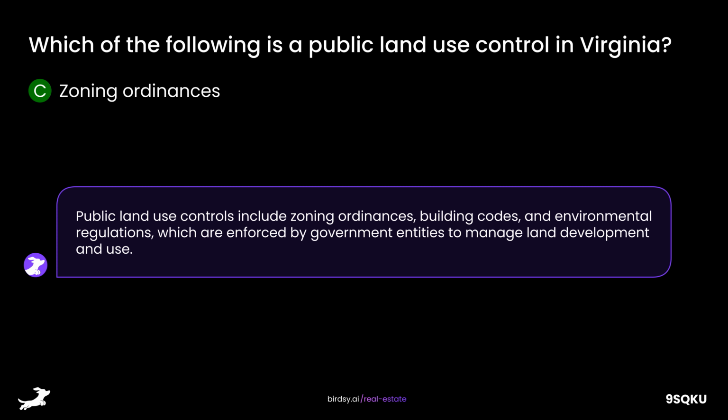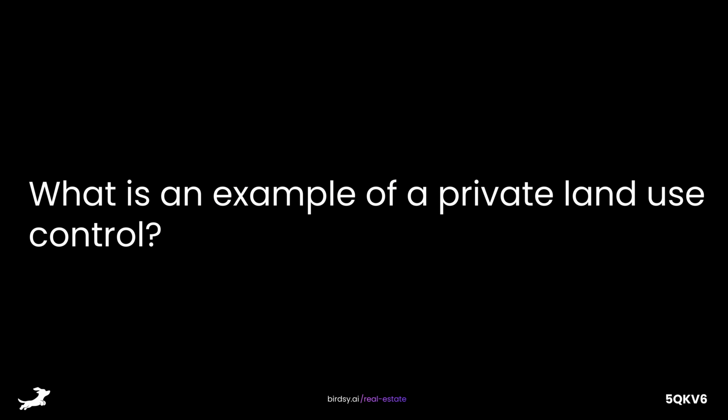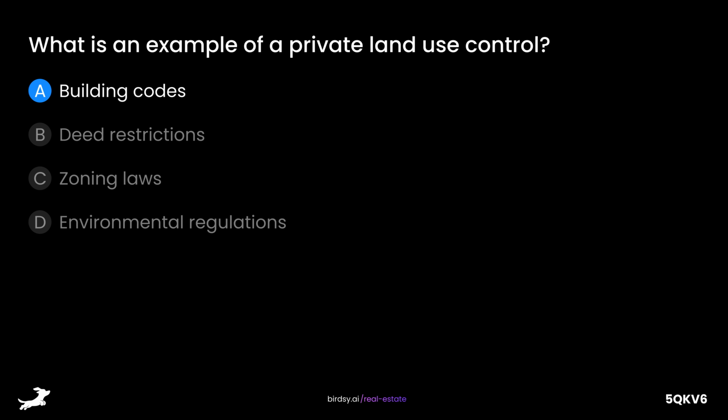Public land use controls include zoning ordinances, building codes, and environmental regulations, which are enforced by government entities to manage land development and use. What is an example of a private land use control? Is it A, building codes? B, deed restrictions? C, zoning laws? Or D, environmental regulations? The answer is B, deed restrictions.